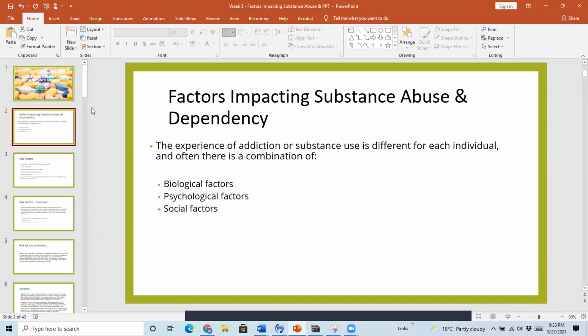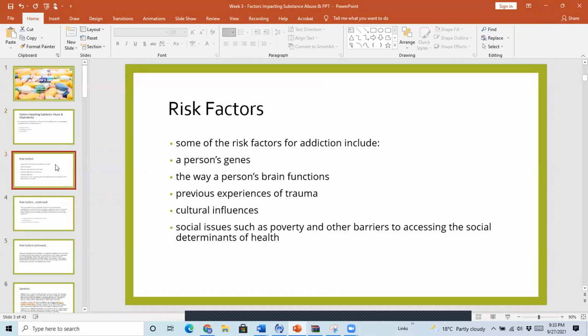So the first thing that we've discussed before is how individual addictions can be. We kind of briefly touched on the fact that treatment has to be very personalized and individual. But here, when we examine the factors that impact substance use and dependency, those are also very individual. So we have to consider biological factors, psychological factors, and social factors. And you can't expect that only one factor is present. Sometimes there's a combination of all of these factors.